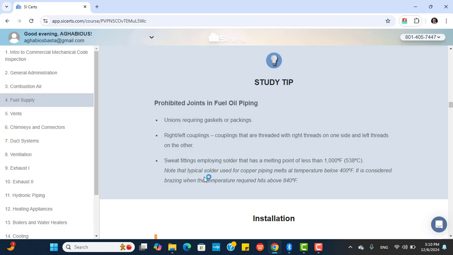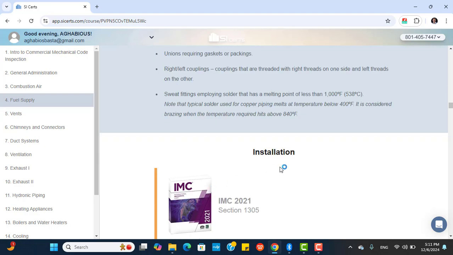Celsius. Note that typical solder used for copper piping melts at temperatures below 400 Fahrenheit. It is considered brazing when the temperature required is above 840 Fahrenheit.